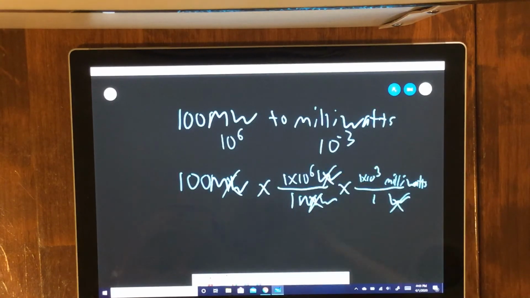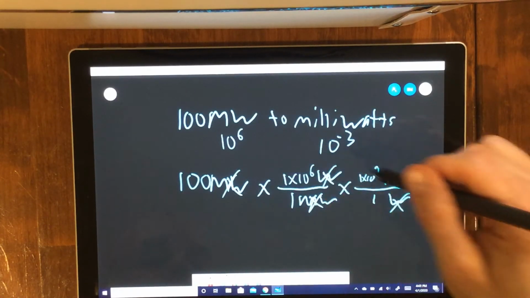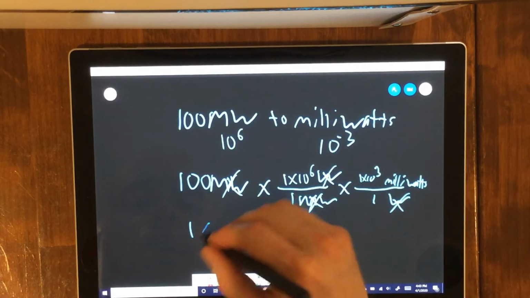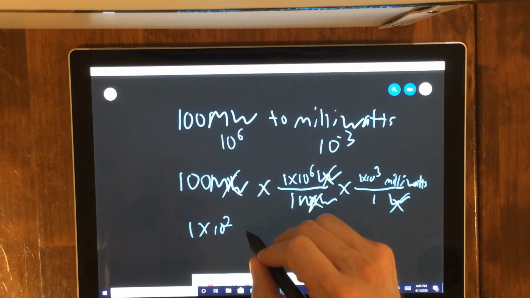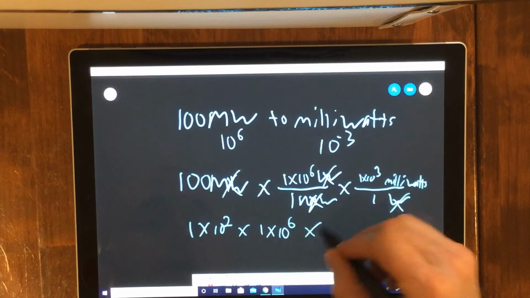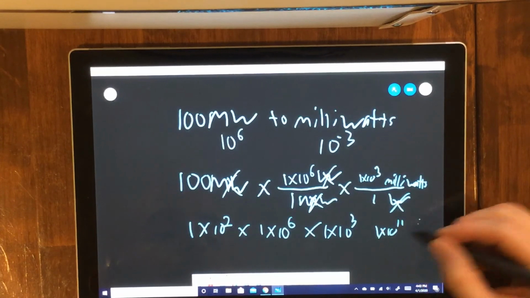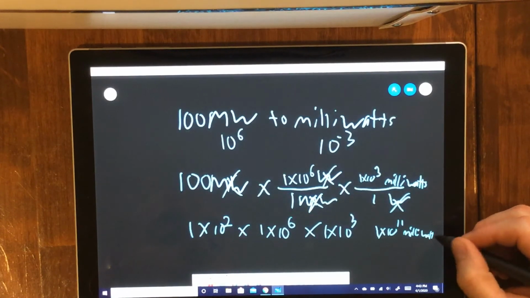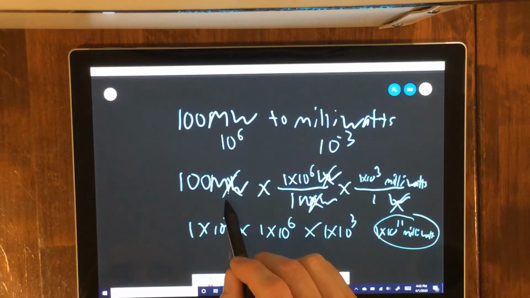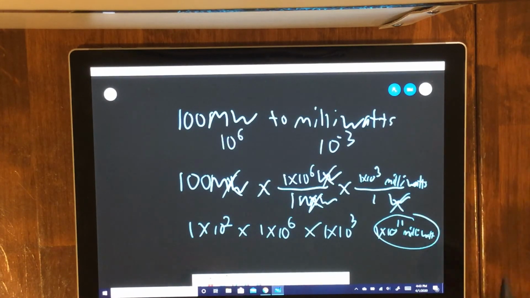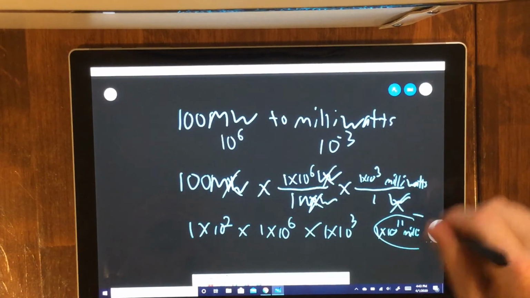Then you would do 100 times 1,000,000 times 1,000, and what did I end up getting there? Oh, I didn't actually do it. But you know what, if you were doing this in scientific notation, which you don't have to because you have calculators now, it would be 1 times 10 to the 11th milliwatts, which makes sense, right? Because a megawatt is a lot. That's a lot of power, a lot of watts. So if you want to convert that to milliwatts, it's going to be a really big power of 10. 1 times 10 to the positive 11. All right, so there's that one.